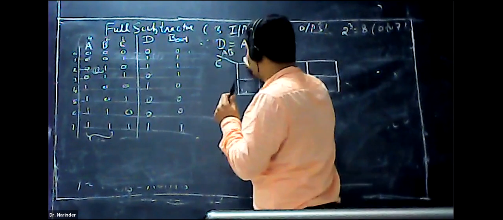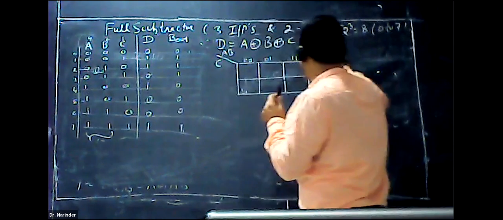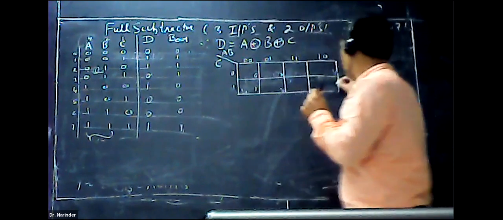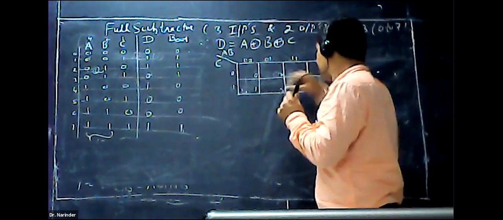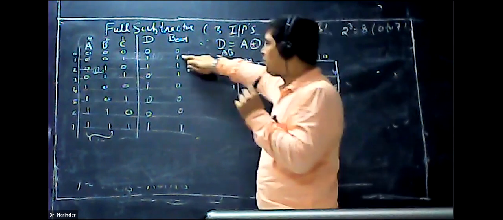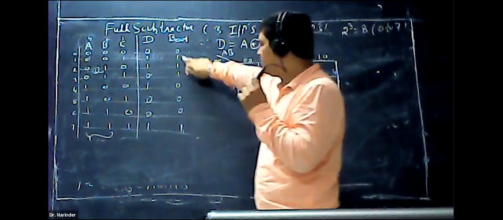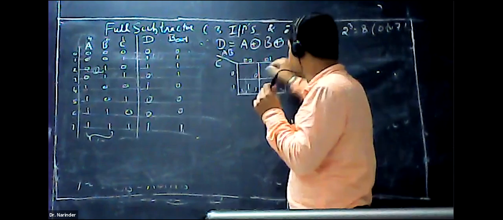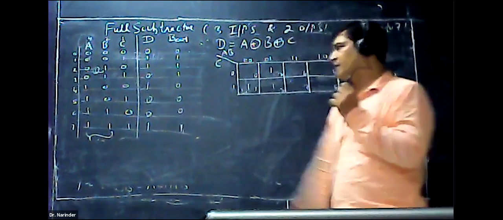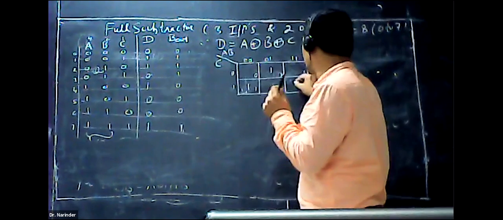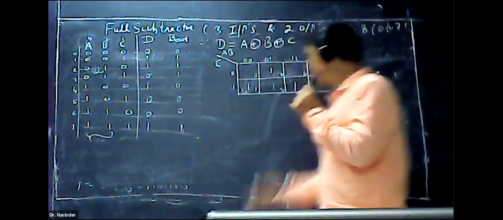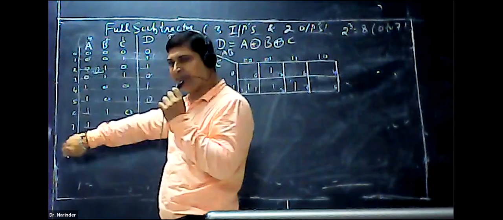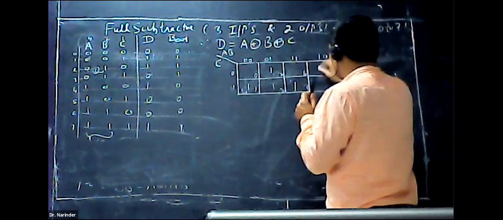horizontal AB, vertical C, this would be 0, 0, 0, 1, 1, 1, 1, 0, and 0, 1. Number it as 0, 1, 2, 3, 4, 5, 6, 7. First, second, and third position, write 1. Then there is a seventh position, it is 1. You have to insert 1 at their corresponding positions: first, second, third, and seventh. Now, in the rest you have to insert zeros.